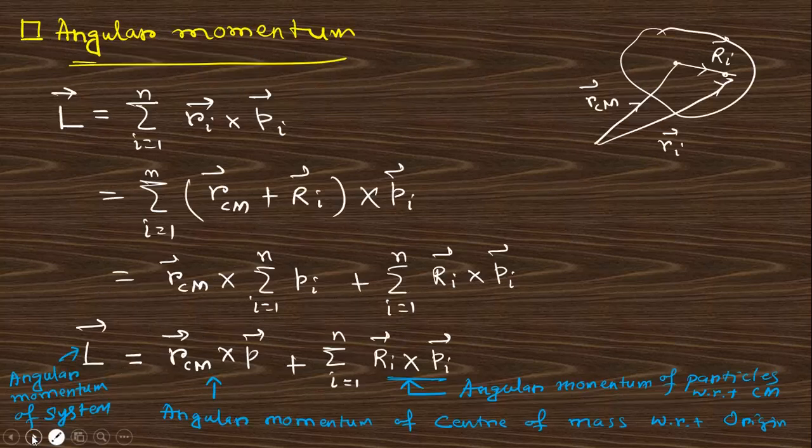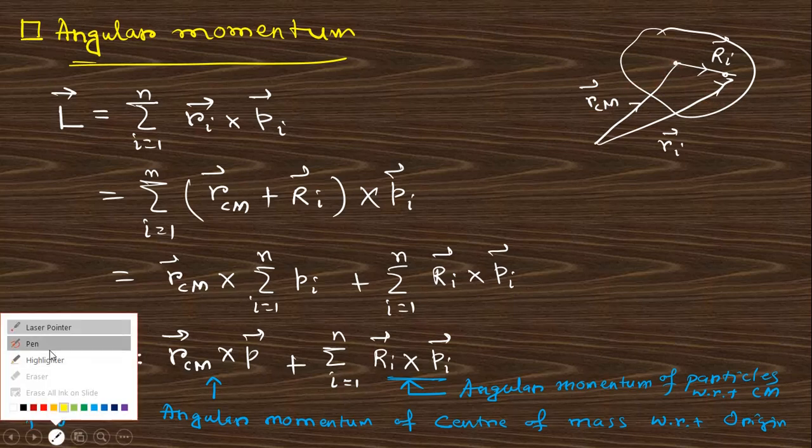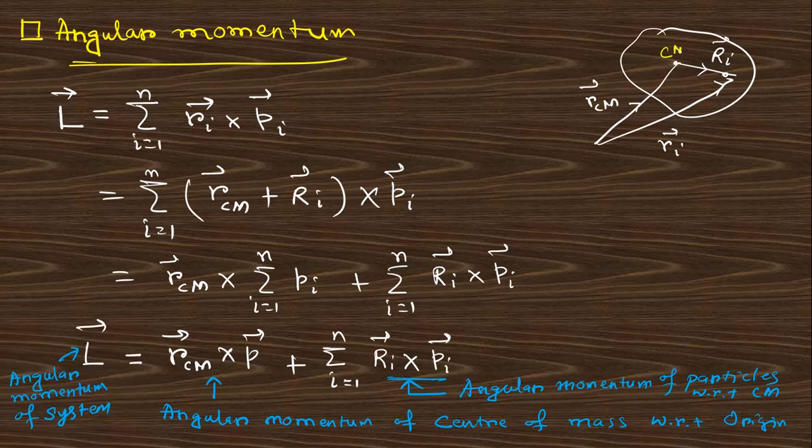Okay, so we come to the angular momentum. Angular momentum L equals r cross p, and this r can be written as R_CM plus r_i, where this point is the center of mass. So R_CM plus r_i cross p_i, and just separate out these two, and in this portion you can see this is the total momentum. So this is the angular momentum of center of mass, right?